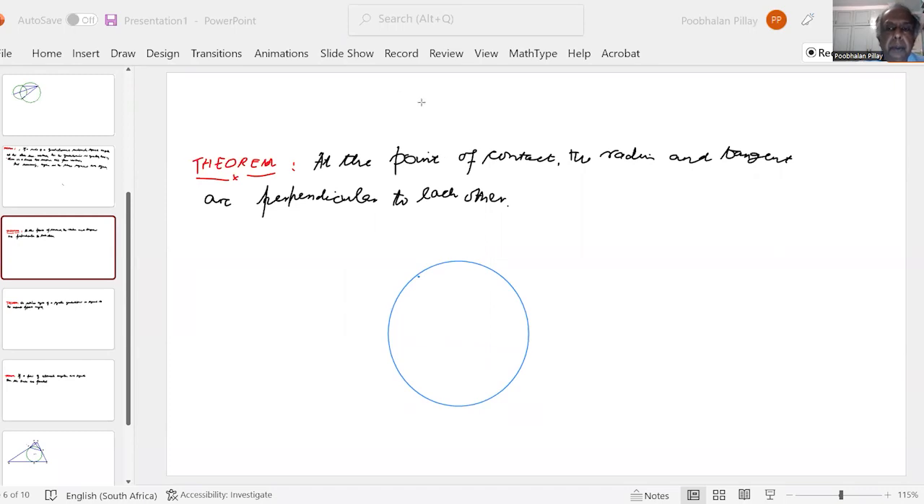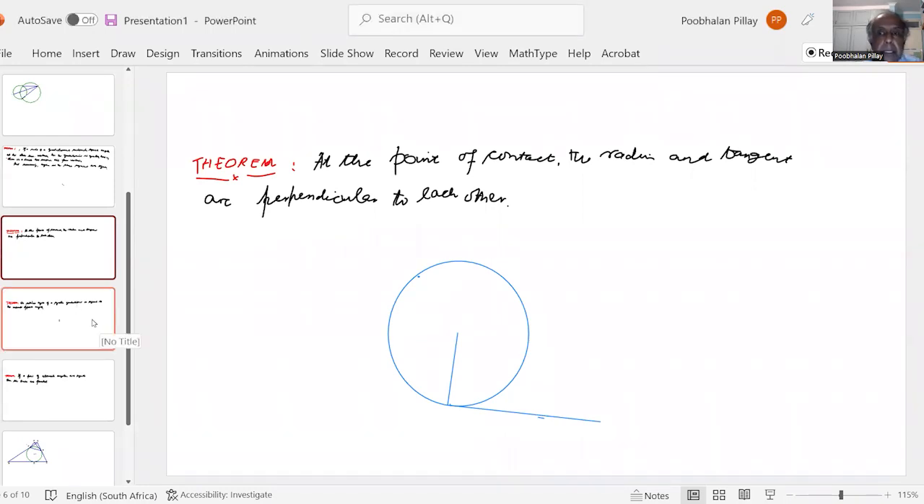I think this one here you know quite well. If you've got a tangent, it's a line which just touches the circle, right? So this is the point of contact here. And then if you complete the radius, in other words, I join this point to the center of the circle, then this radius is perpendicular to this tangent. A radius is always perpendicular to the tangent at the point of contact. So that's the next theorem that we state.